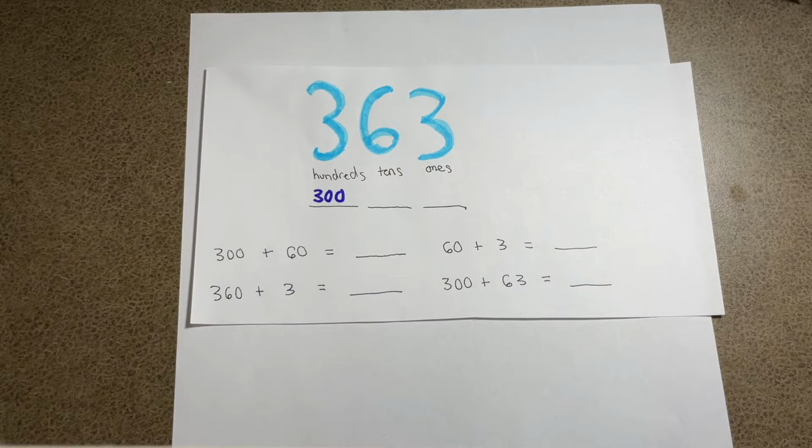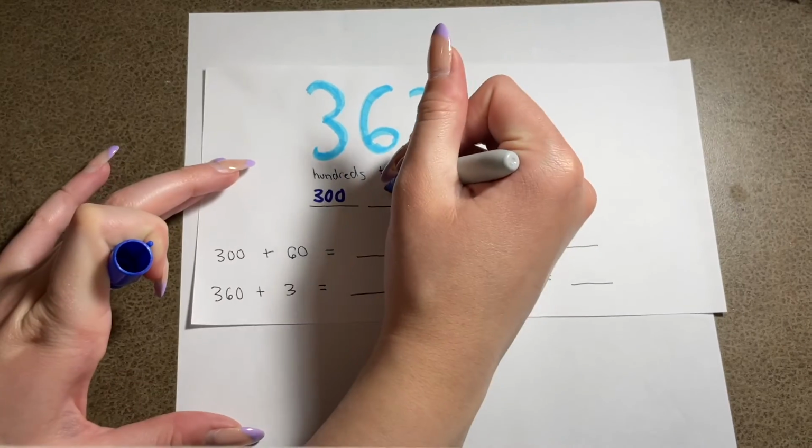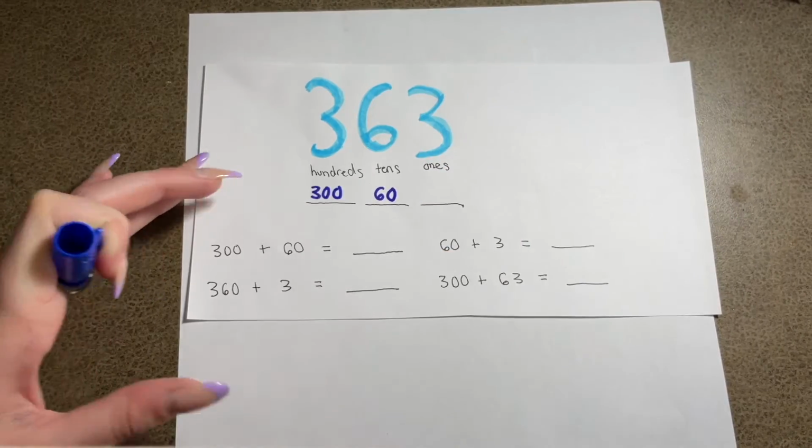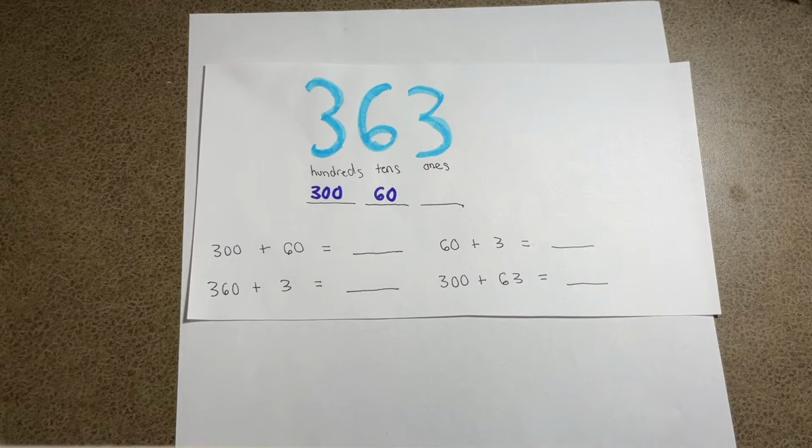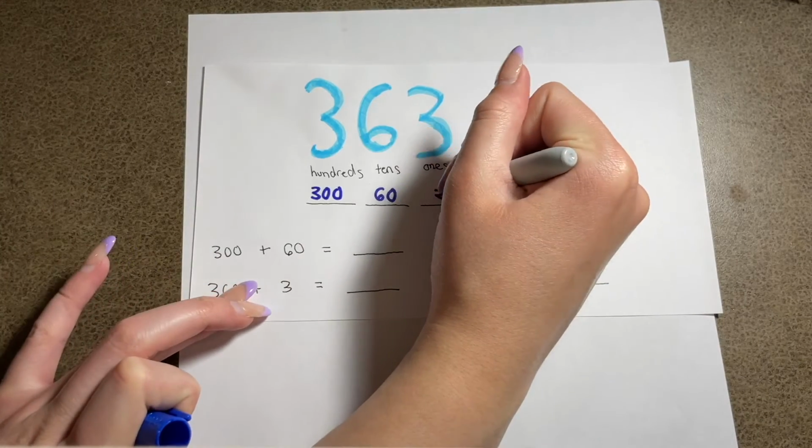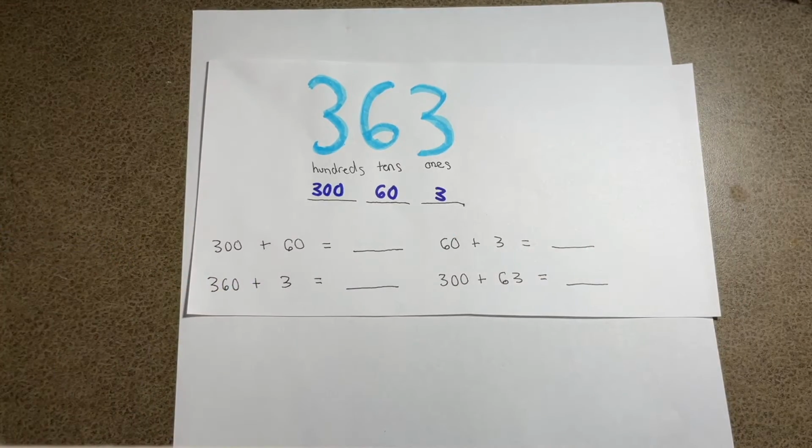Now let's look at our tens number. What would our tens number be? 60. Perfect, because our number is 6 and it's our tens number, so it's going to be 60. Now let's look at our ones number. If our ones number is 3, what number does that represent? 3. Perfect. So we have a hundreds number of 300, a tens number of 60, and a ones number of 3.